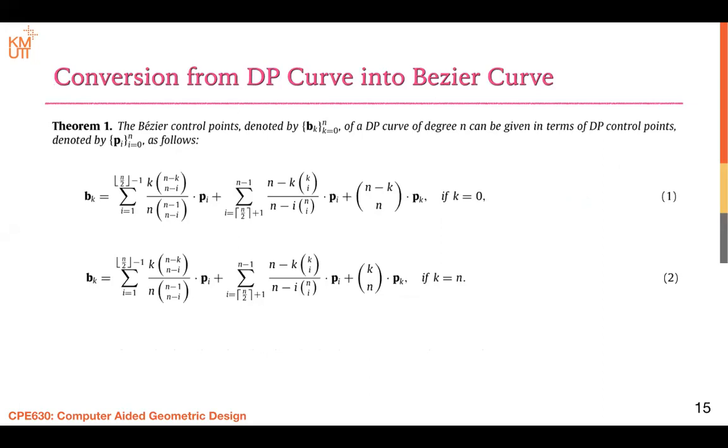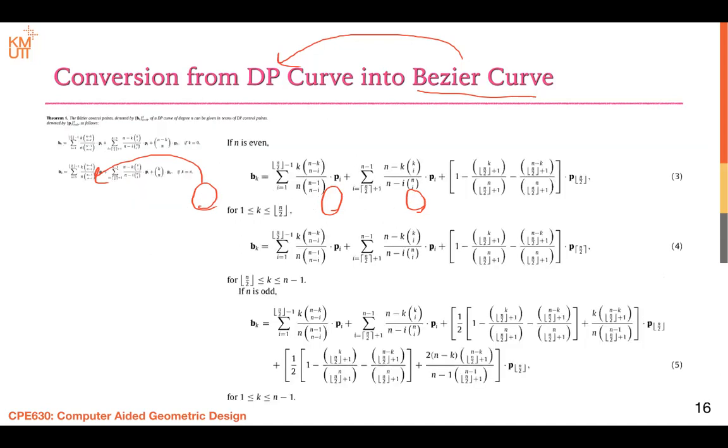Okay, I propose the new conversion matrix from DP curve into Bezier curve. Why? Because this one is the control point for the DP curve, and we want to convert into a Bezier curve. But in real-world applications, you need to convert from Bezier curve to DP curve. I will show you the formula later. This one is a formula.